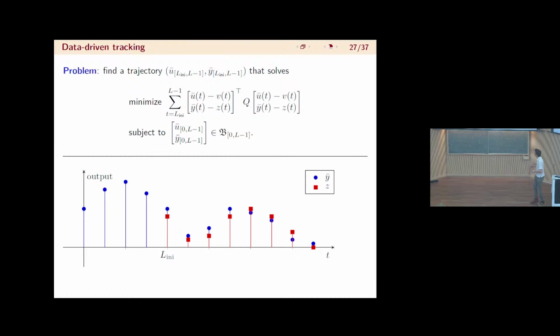That's the goal. So let's have a look at the picture just to make this a bit more clear. Here I just plot only the outputs. You can have a similar plot for the inputs. The outputs are already given on this initial trajectory from 0 up to L_ini minus 1. And then in the future, from L_ini up to L minus 1, we have a given reference trajectory, z. And then I want to find the y bar trajectory in blue that closely tracks that reference trajectory. And similarly for the inputs of the system. That's the goal.